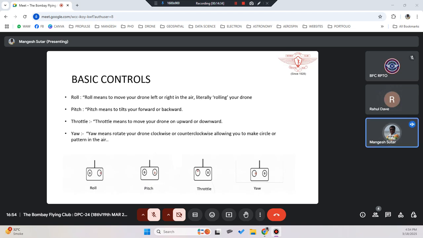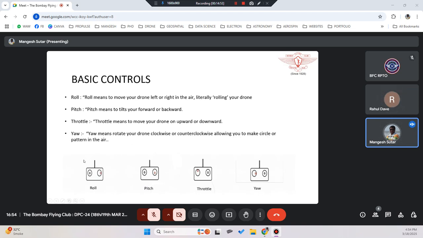So pitch is always forward or back. This is basically like a car, where you are giving it a direction and then going forward or back. You are pressing the accelerator as well as turning the steering also. So yaw is with the steering. You are changing the heading, allowing you to make a circle or pattern in the air.